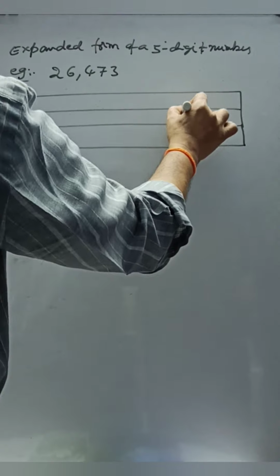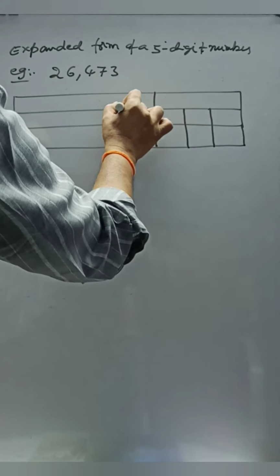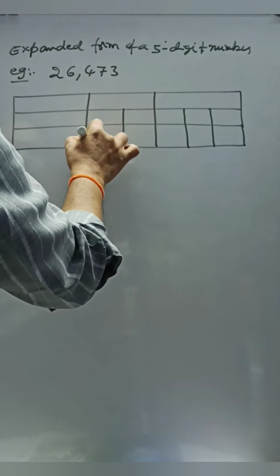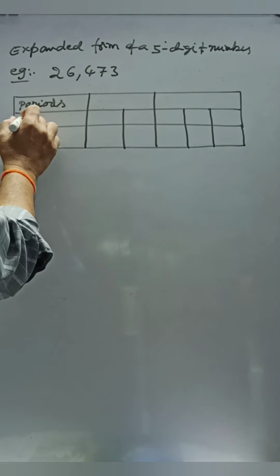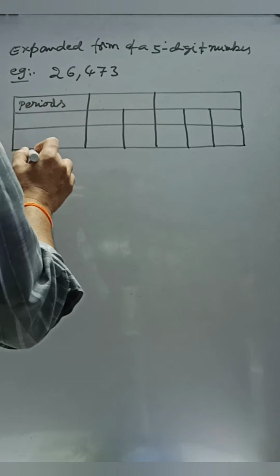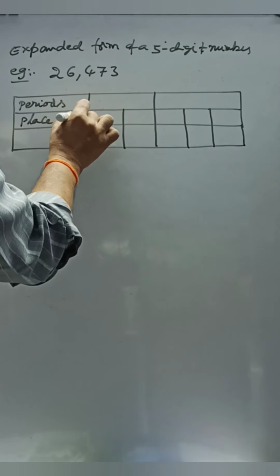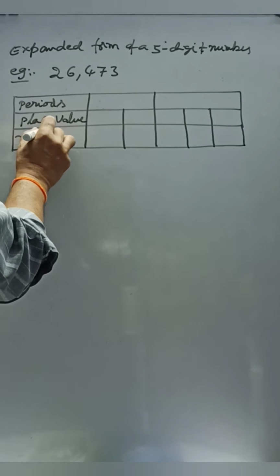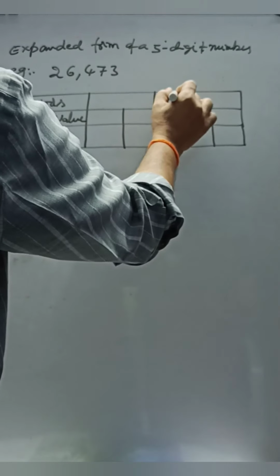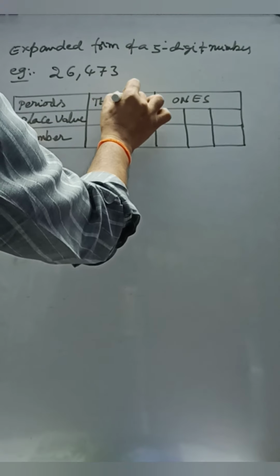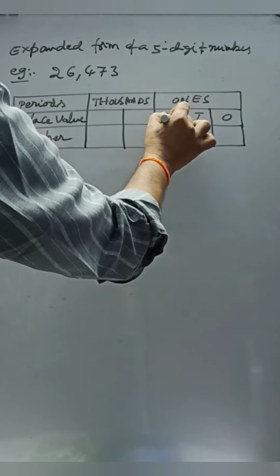Ones place, tens place, hundreds place, thousand place, 10,000 place. Here we have periods. This is place value, and here we will write the number. This is called ones period. This is called thousands period.